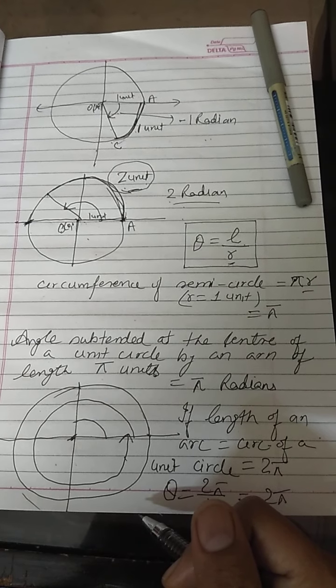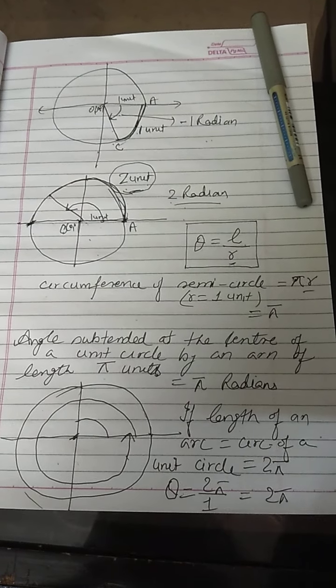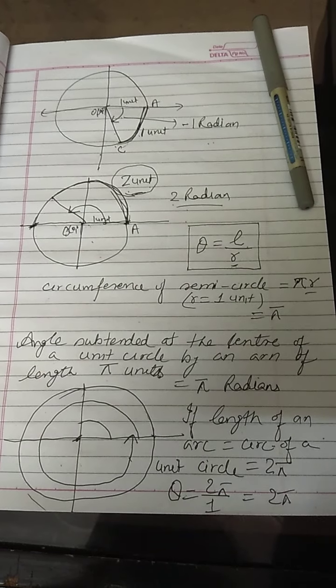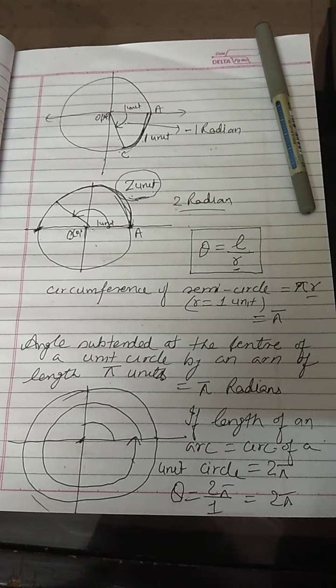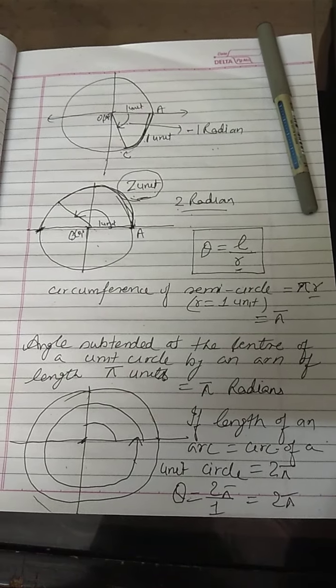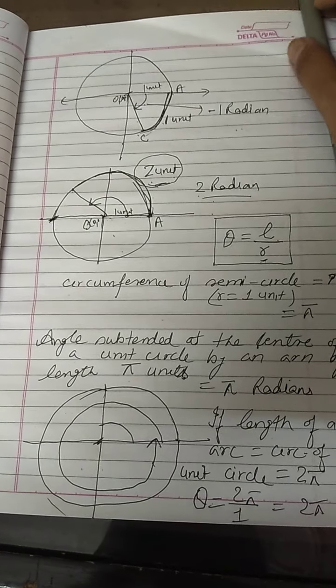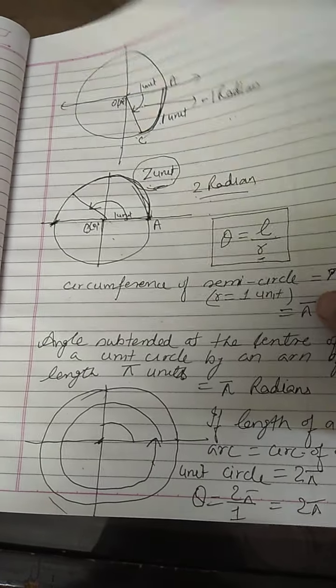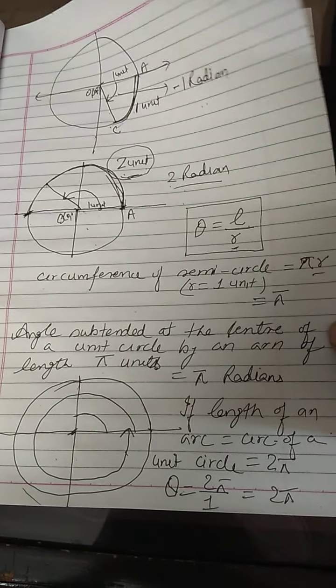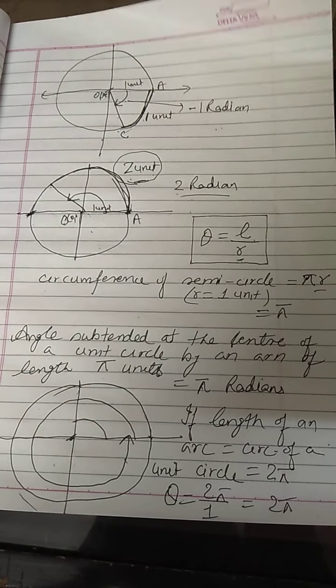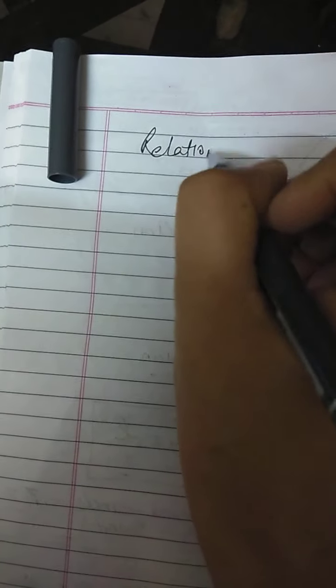Whenever we are taking the unit circle, the angle at the center is exactly equal to the length of the arc we are taking. So this is all about the radian measure, and now we will make the relationship between the degree measure and radian measure. Let me write down the heading first: relationship between degree measure and radian measure.